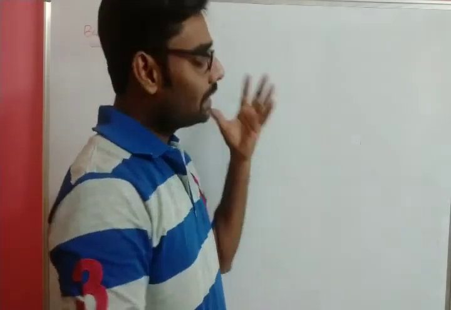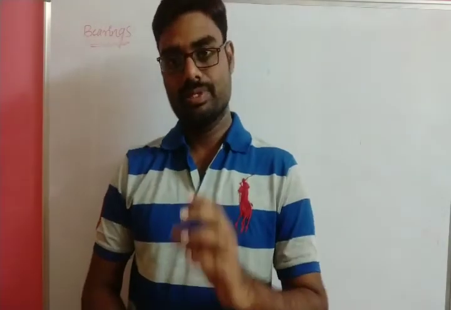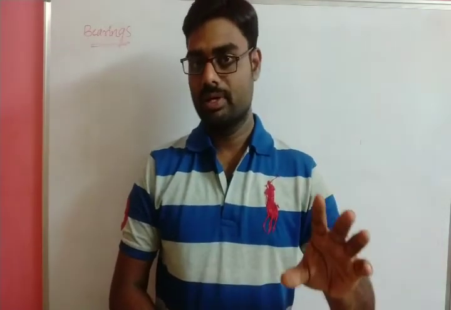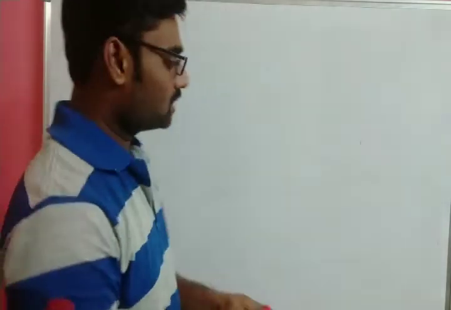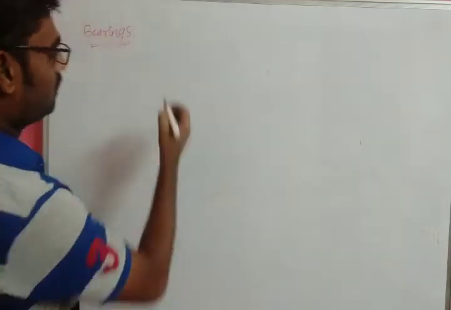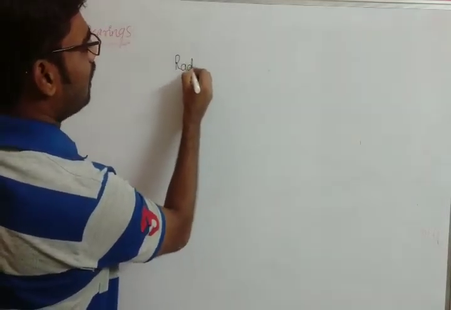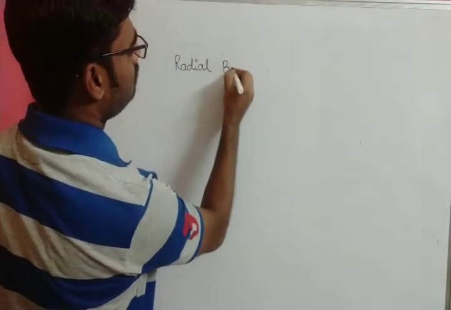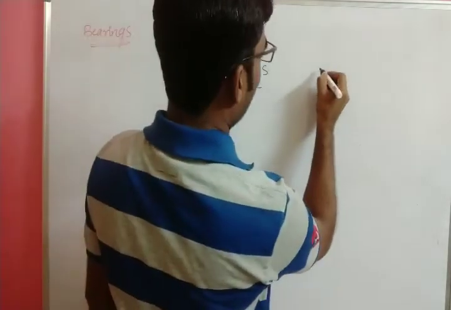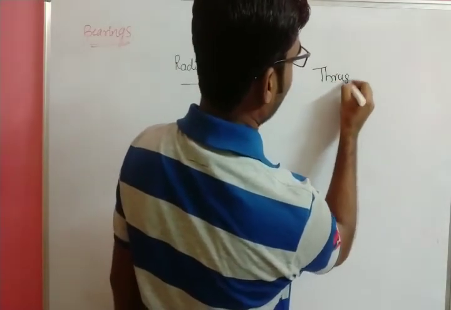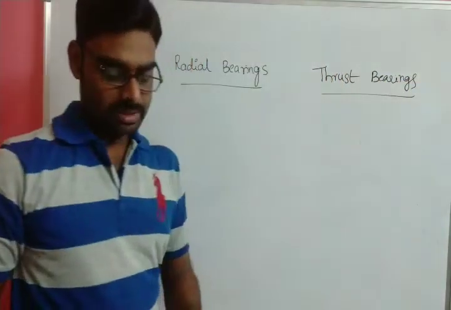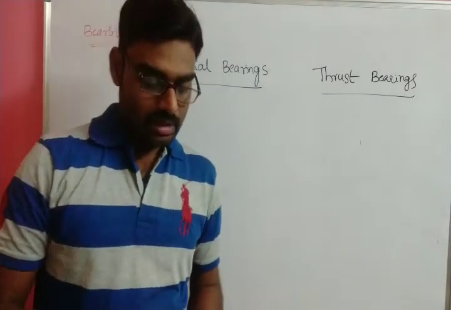In this classification, what is the first one? It depends upon the load to be acted, and it is divided into two types: thrust bearings and radial bearings. What is the meaning of radial bearings, and what is the definition of thrust bearings? These two depend upon the type of load to be acted.